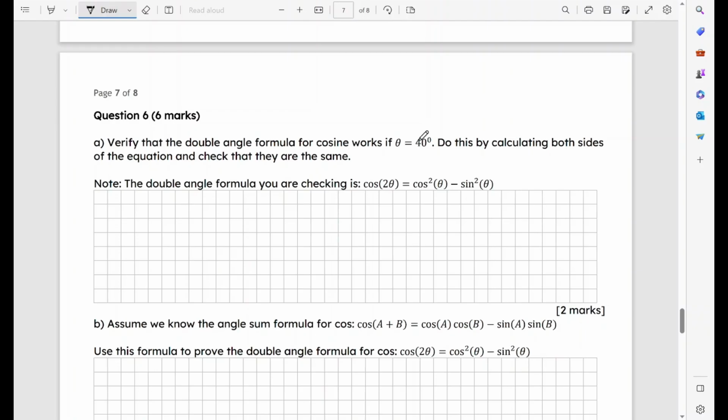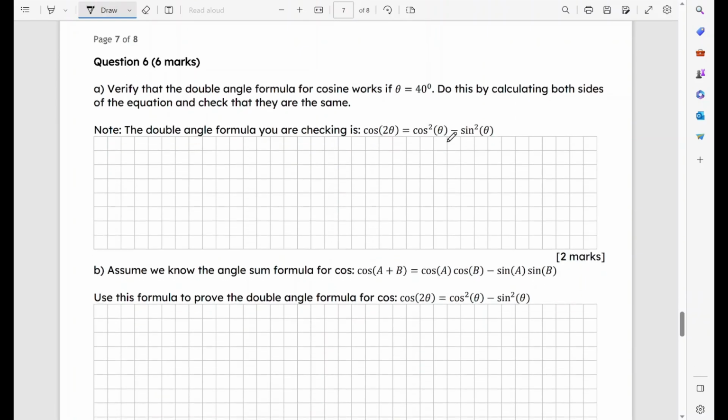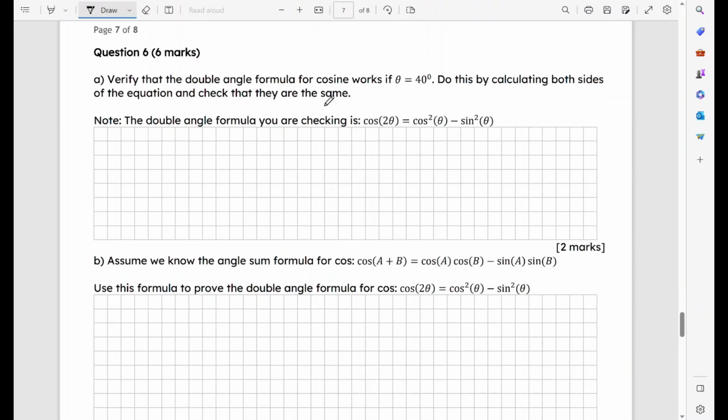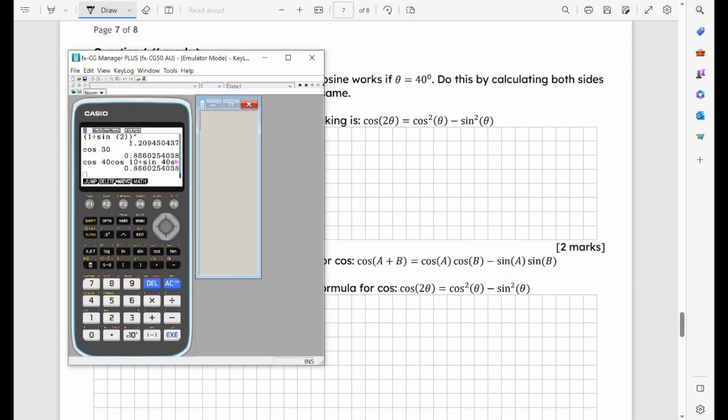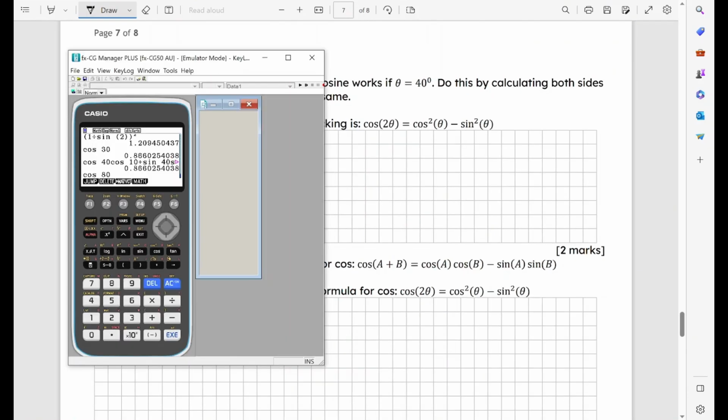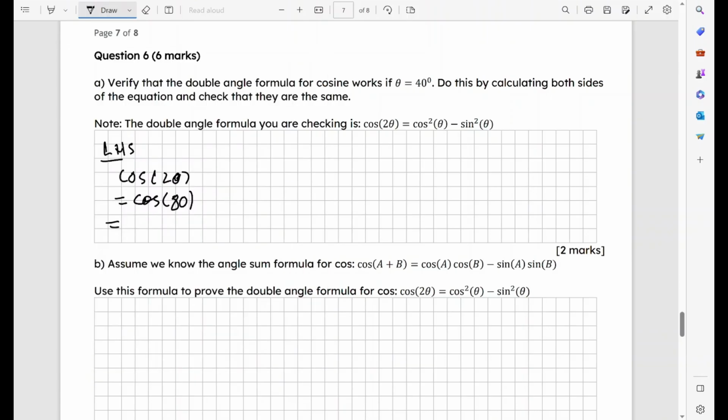Next one we're going to do is question 6. So it's verifying the double angle formula for cosine works if theta is 40. We want to do this by calculating both sides and check they're the same. So if we're looking at our left-hand side, it's going to be cos of 2 theta, which is cos of 80. And make sure your calculator is in degrees. But if we do cos of 80, we should get this lovely number here, which is 0.174.